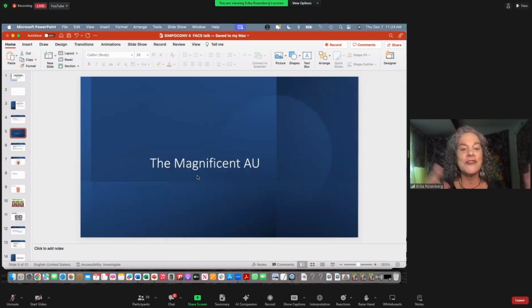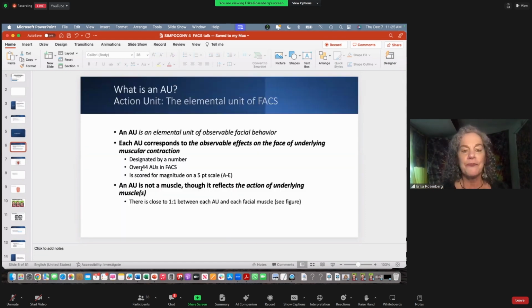So this is where we come to the AU, which is the elemental unit of FACS. AU is an acronym for action unit. And I say the magnificent AU because the AU really has so much power. It is what drives the facial action coding system, and it is the idea of having these elemental building blocks for behavior that has been very appealing to people in a number of fields.